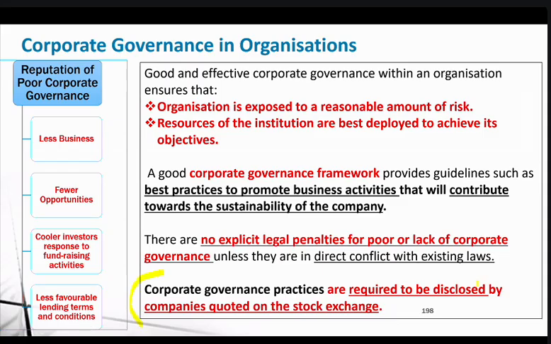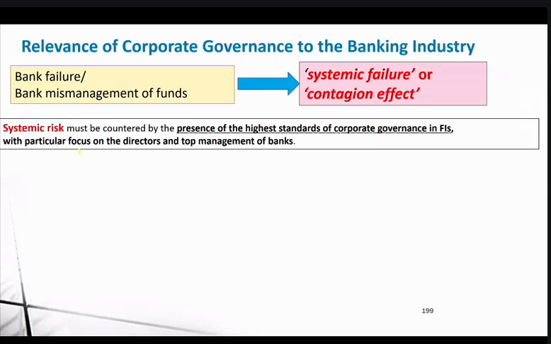For all companies in the stock exchange, they must disclose their corporate governance practices. My apologies, I know my voice is losing it. There's also what they call systemic failure or contagion effect. And that's due to bank failure. Systemic risk, they counter by the presence of higher standards of corporate governance in FIs, particularly on directors and top management.